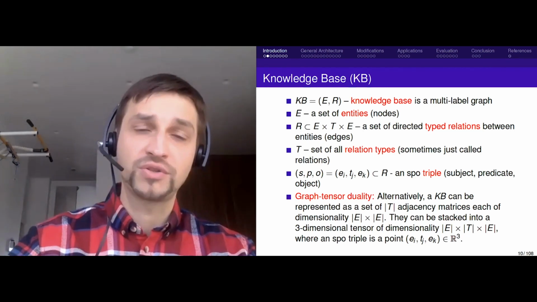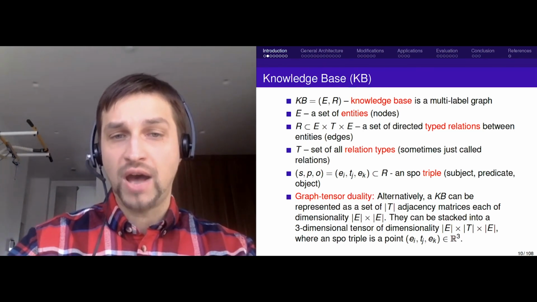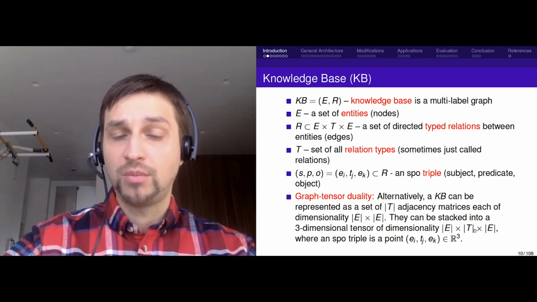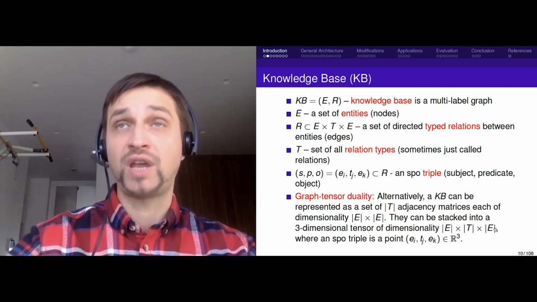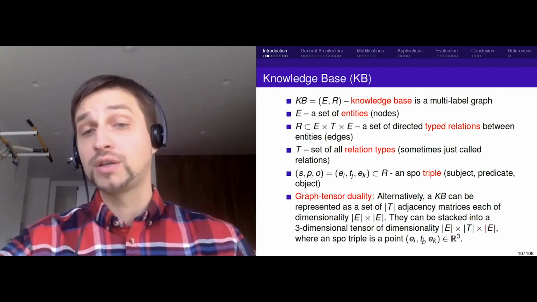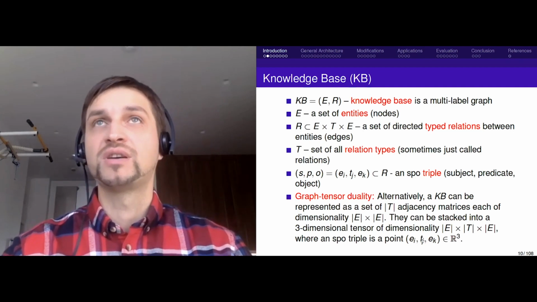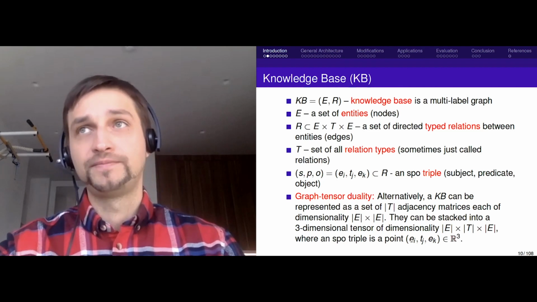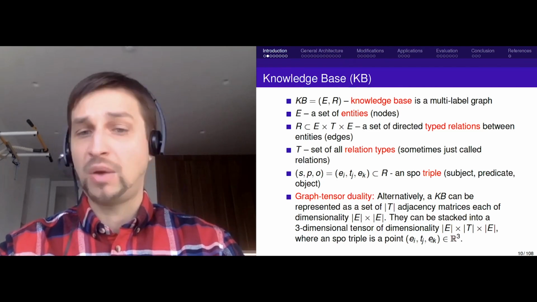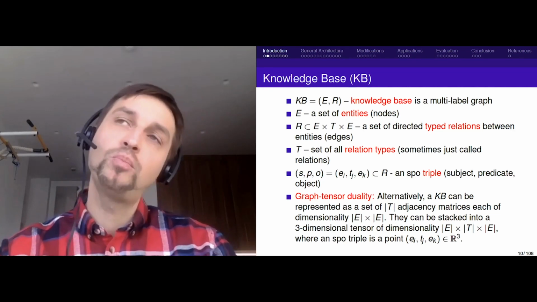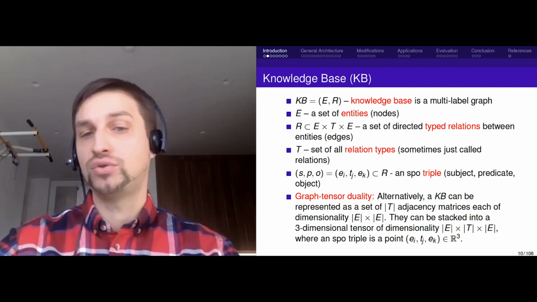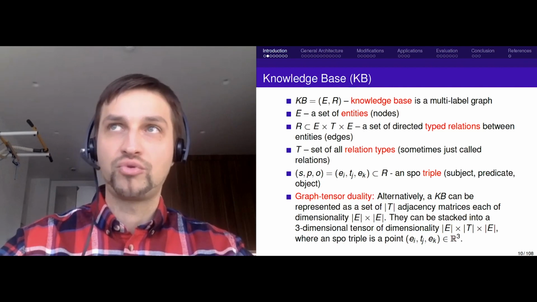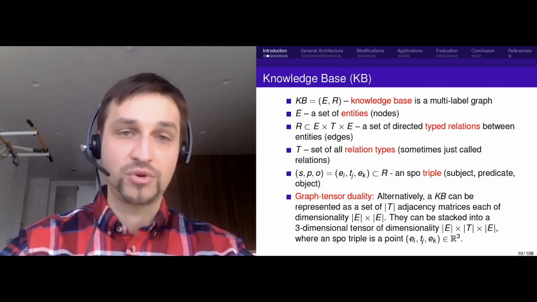Because you have these triples, you can also represent every knowledge base as a kind of three-dimensional tensor. So you have dimensionality equal to the number of entities, then the number of distinct relation types, and then the number of entities. So this is a kind of cube where a point in this cube is a presence of certain relations. Let's say Scott Young was educated at Cambridge. Then this will be one point of information in this knowledge base. And this duality is very useful, obviously, because you can apply different approaches to both representations.